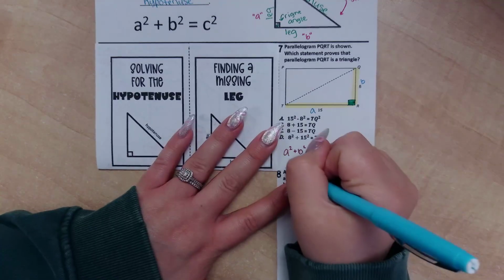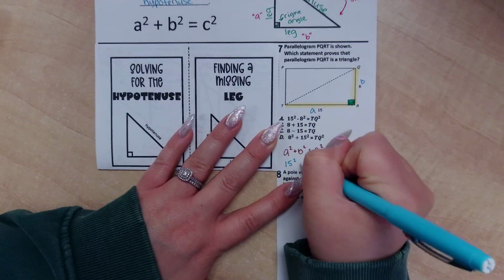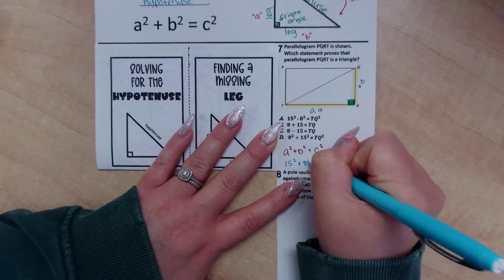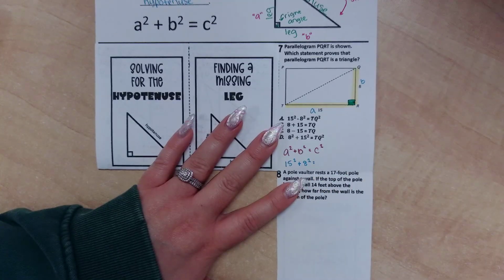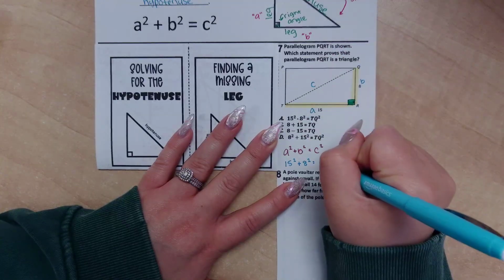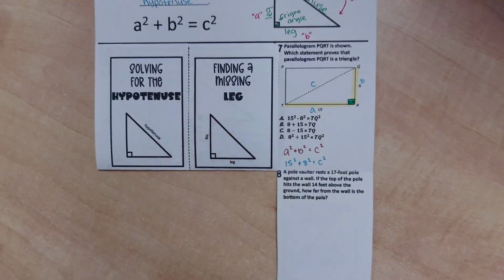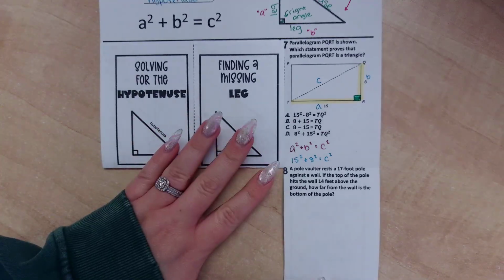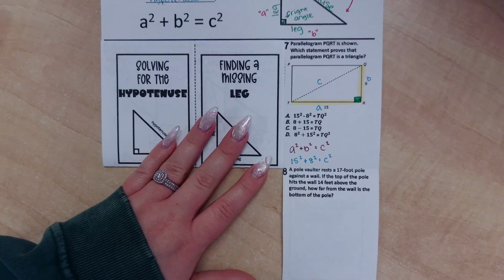We'll write 15 squared plus 8 squared. But I do not currently know my C. Remember, C is the hypotenuse. That is the longest side. So we're going to leave that as C squared. Now, let's look at our answer choices here. A says 15 squared minus 8 squared equals TQ squared. Oh, this problem is just simply wanting me to set up the Pythagorean theorem. Well, they have 15 squared minus 8 squared. Is that written correctly?